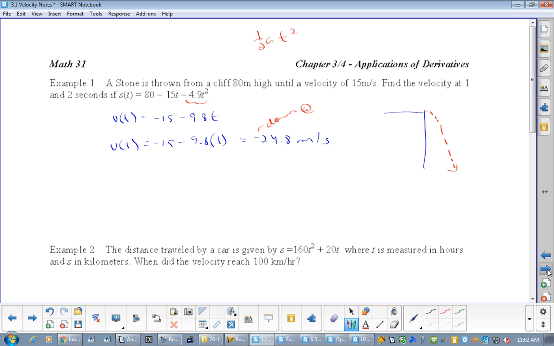Now, velocity at 2 seconds. If this is a good example, I would expect my velocity to be getting greater. And again, someone will go, but it's not greater. It's negative 34.6. That's way smaller than 24. No. It is going down at 34.6 meters per second. That's all the negative means.